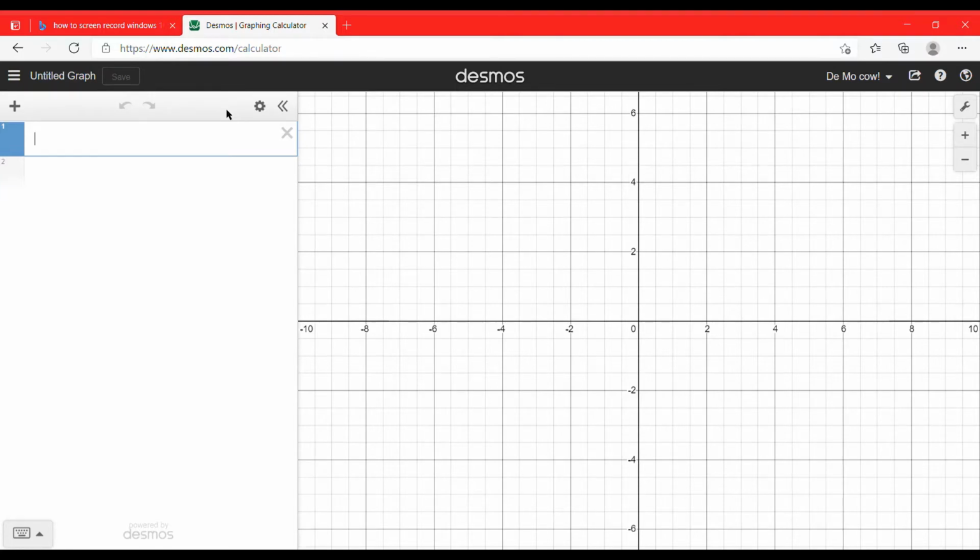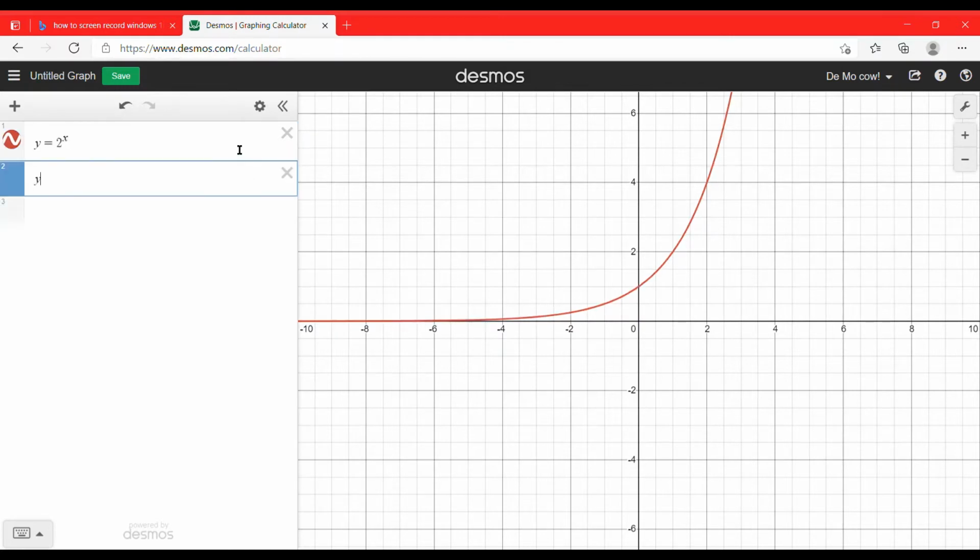Alright guys, so today we're going to be graphing -2 to the power of x, I don't really know. Firstly we're just going to start off with a basic exponential, so y equals 2 to the power of x. Now if you're not familiar with this, I'd recommend giving up now.